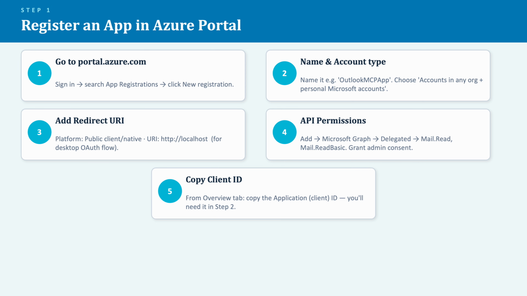After registering, go to API Permissions in the left sidebar. Click Add a Permission. Choose Microsoft Graph. Then Delegated Permissions. Search for and add Mail.Read. If you have admin rights, you can grant admin consent here too. Otherwise, users will be prompted when they first log in. Finally, and this is important, go to the Overview tab and copy your application client ID. It's a long UUID. Keep this handy. You'll need it in a moment.